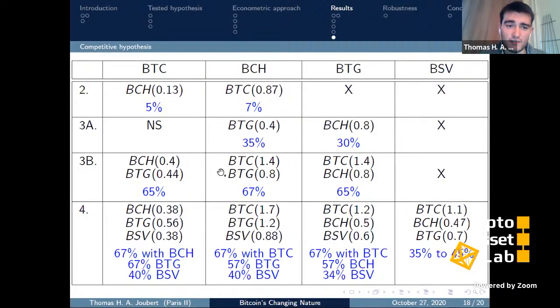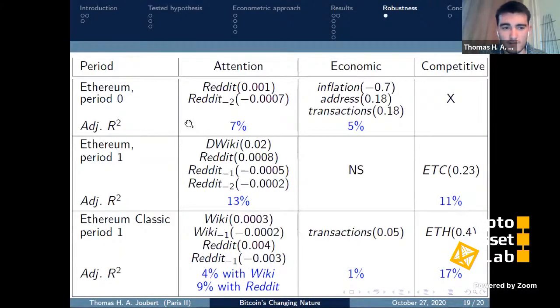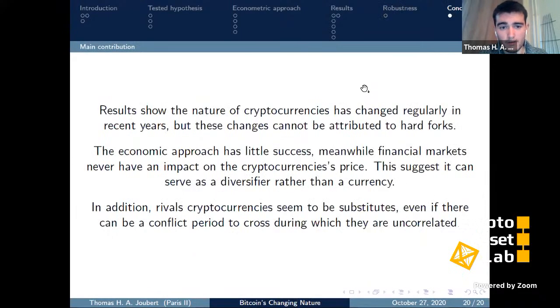As a robustness check, I also test the four hypotheses on the Ethereum hard fork of 2016, which also gave changes, but all the changes I detected were not the same as those I detected with Bitcoin. So I did not put the financial market because it was not significant at all. So to conclude, we can see that the nature of cryptocurrencies is changing over time, but we cannot attribute it to the hard forks.